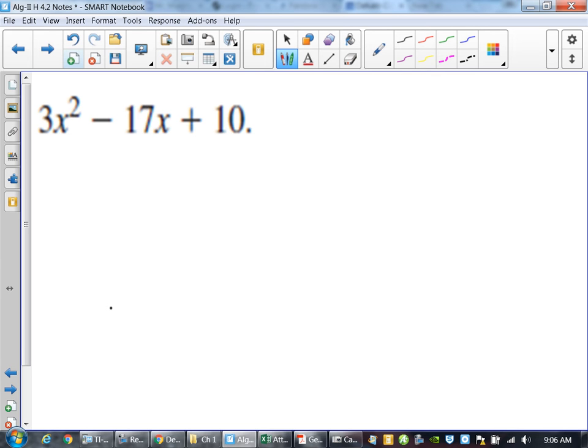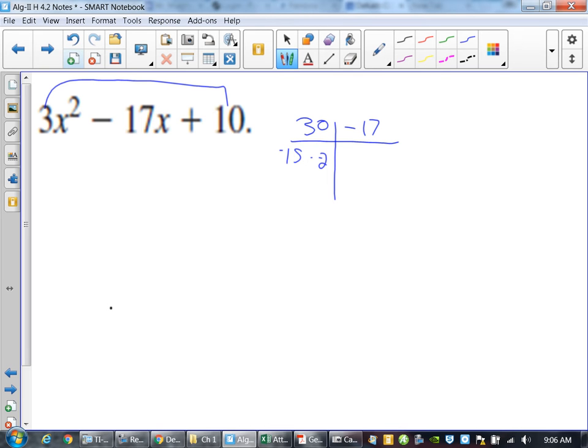And the way I do it is, you probably remember, what times what is 30 that you add together to get negative 17? Negative 15 and negative 2. Are you okay with that? I know, because I did the diagram problem and Mr. Juggins showed us. So when we do this, we call it split middle term, factor by grouping.